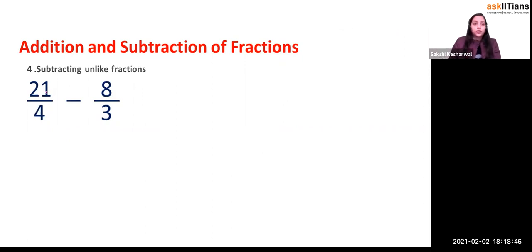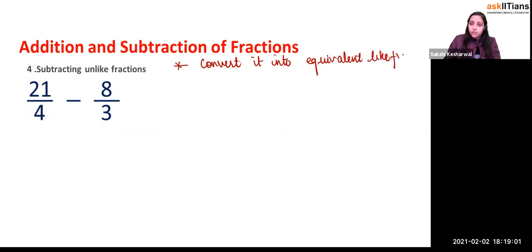So here the question says 21 by 4 minus 8 by 3. So what you will be doing is again converting it into equivalent like fractions, and then proceed with the subtraction. Just a second.